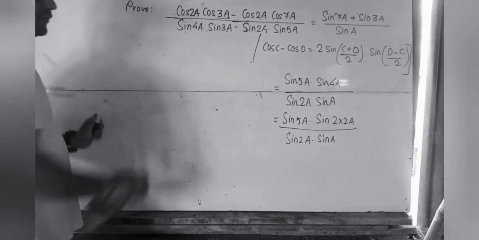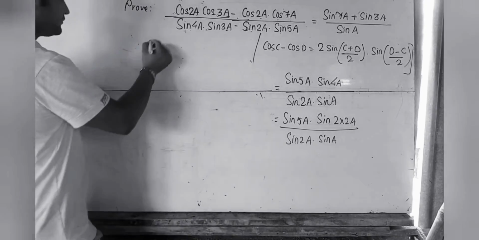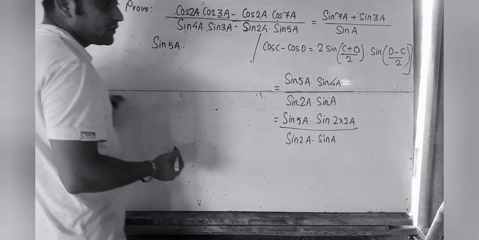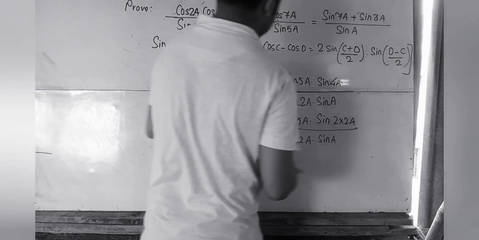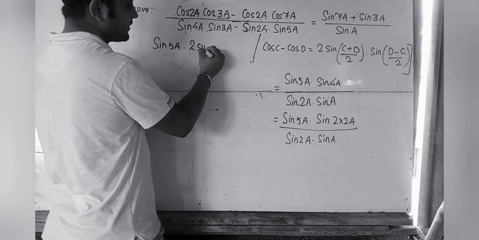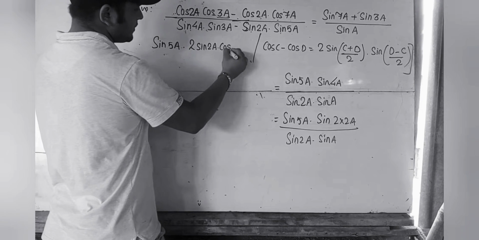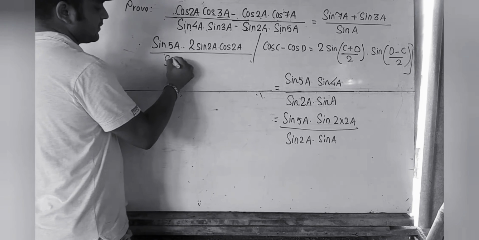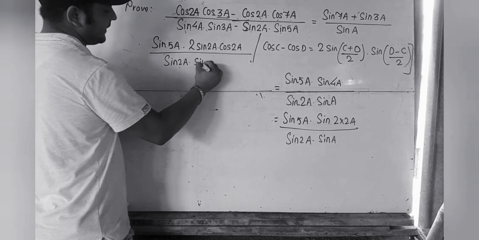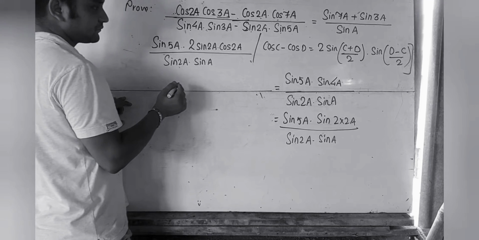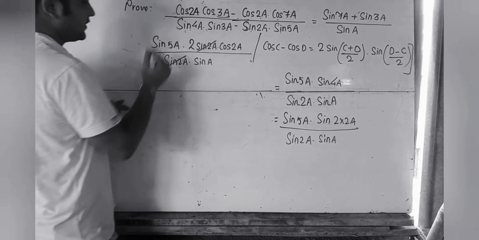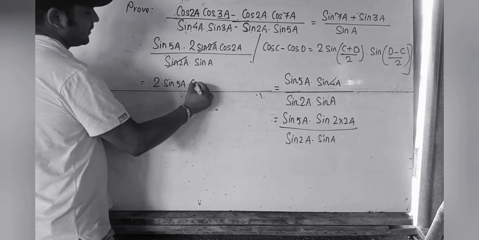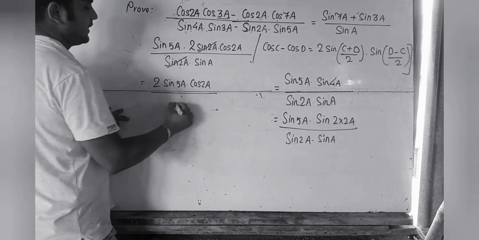Okay. Now here you have sine 5a into sine 2 into 2a, which can be compared with the formula sine 2a. The formula of sine 2a is 2 sine a cos a. So we write here 2 sine a cos a. And in the denominator we have sine 2a dot sine a. We can cancel this sine 2a and this sine 2a. Now what we have left in the numerator is 2 sine 5a dot cos 2a by sine a.